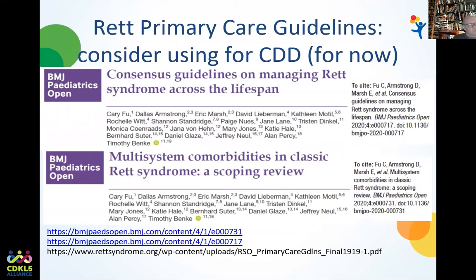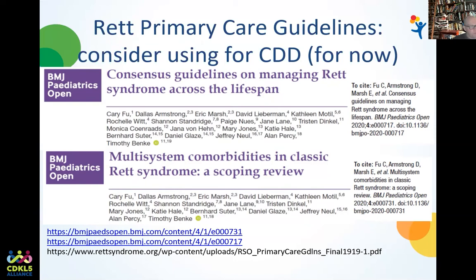So we've formulated primary care guidelines for Rett syndrome, and these came out in 2 papers that are shown here. There are also links to these 2 publications on the screen here. I suggest that we consider using these for CDKL5 deficiency disorder for the time being, because there's significant overlap in the approach with regards to the different symptoms in Rett syndrome and CDKL5 deficiency disorder.